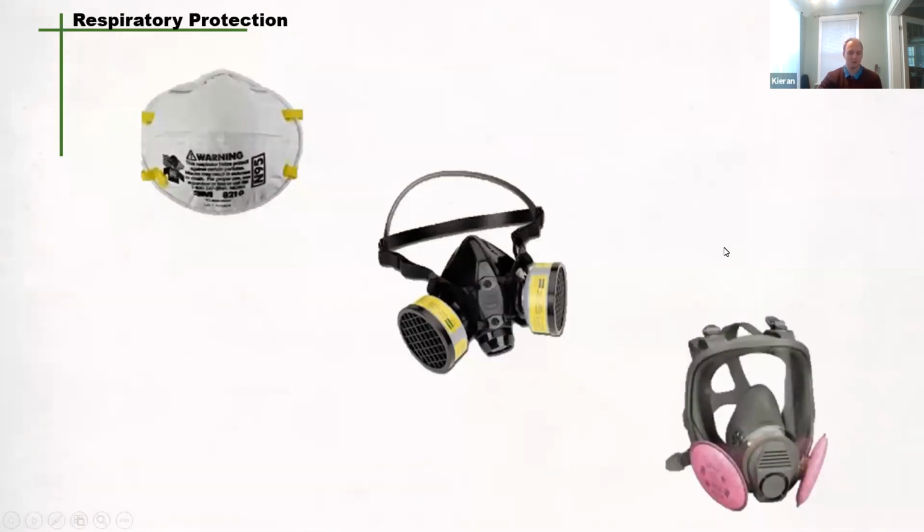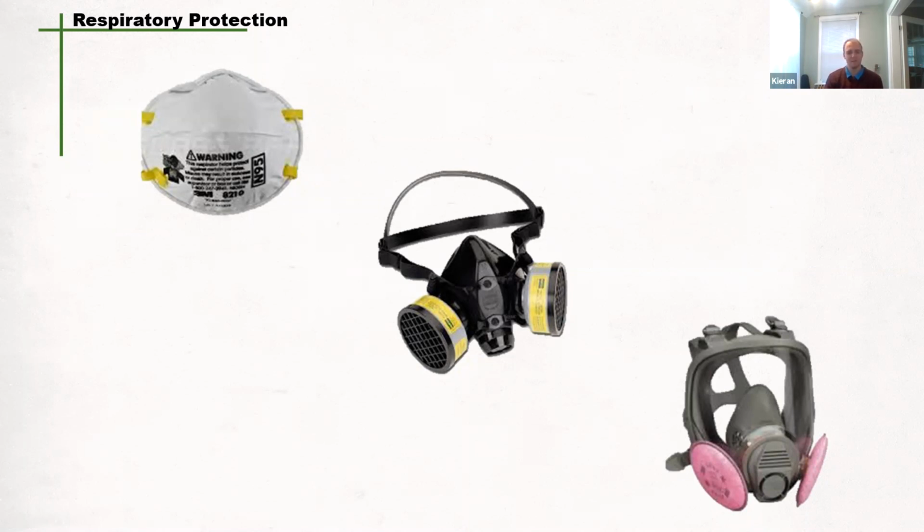So now we'll look at PPE. In this case, it's going to be respiratory protection. So the three different pieces here, we have a full face mask, a half mask, and an N95 respirator. All these are classified as respirators because they remove certain particulates and they are given a rating. So we're going to talk about the ratings quickly.